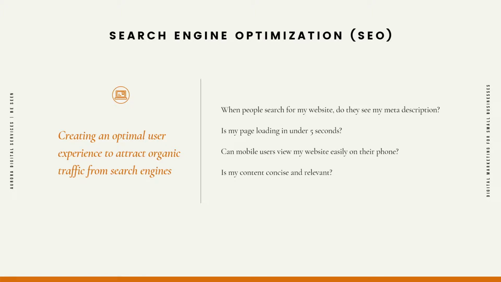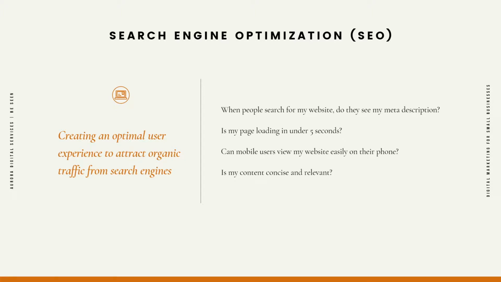So here's some practical ways to know if your website is optimized. When people search for your website, do they see a meta description that you have written or the one that Google has designated for you? Is your page loading in under 5 seconds? Can mobile users view your website easily on their phone and on desktop? And is your content concise and relevant?